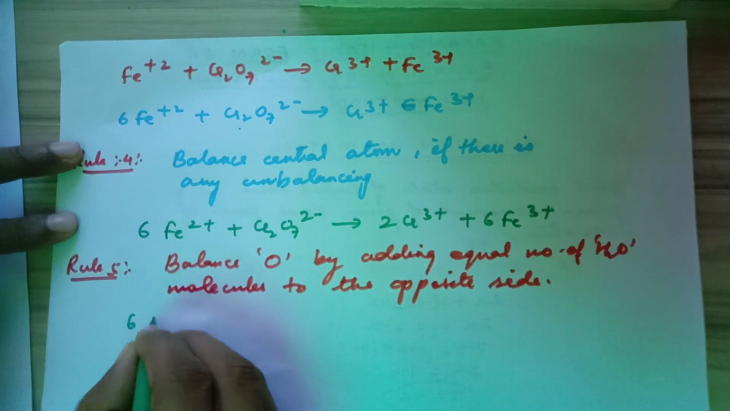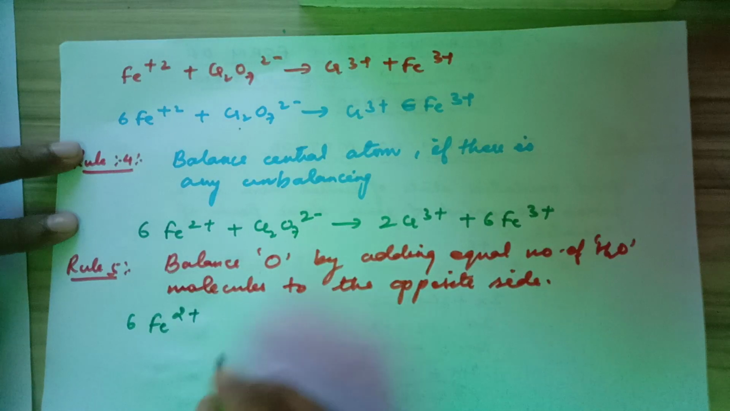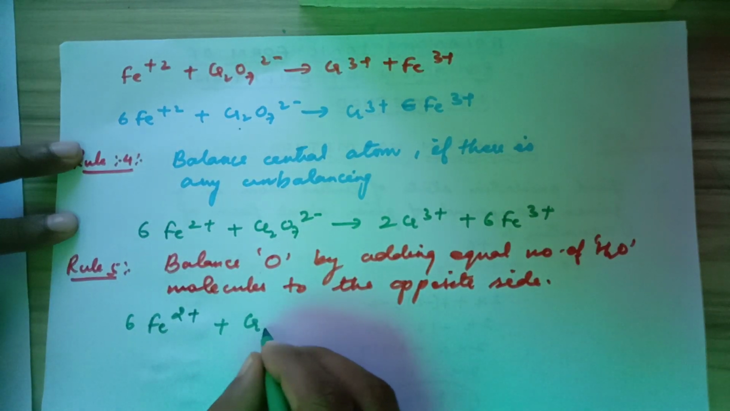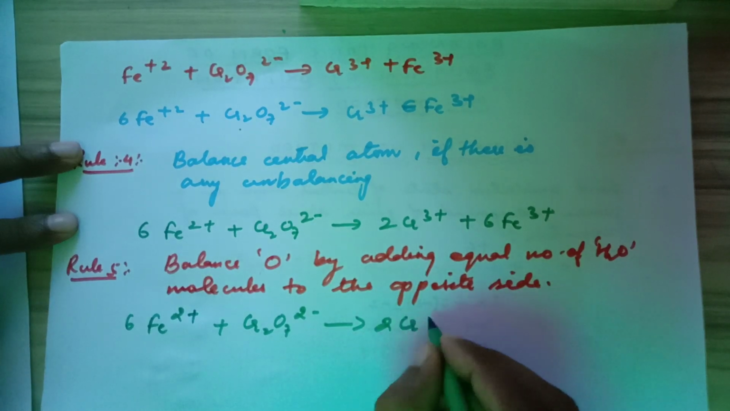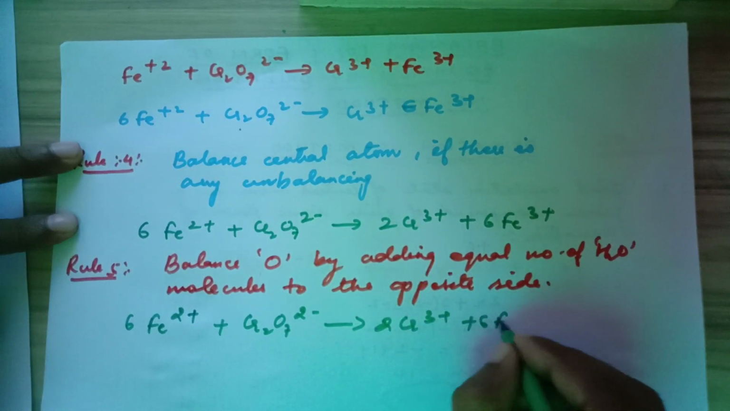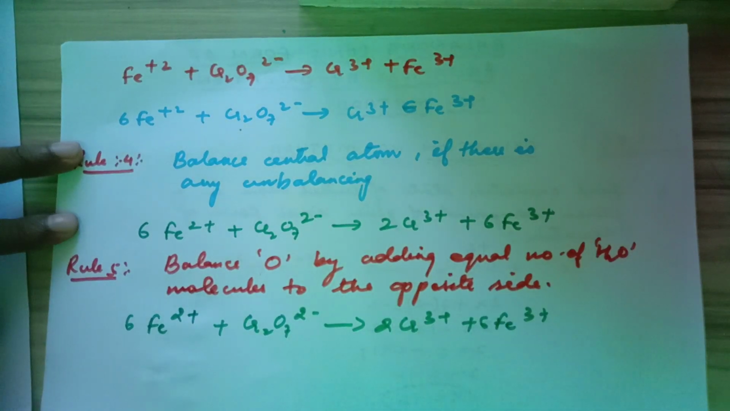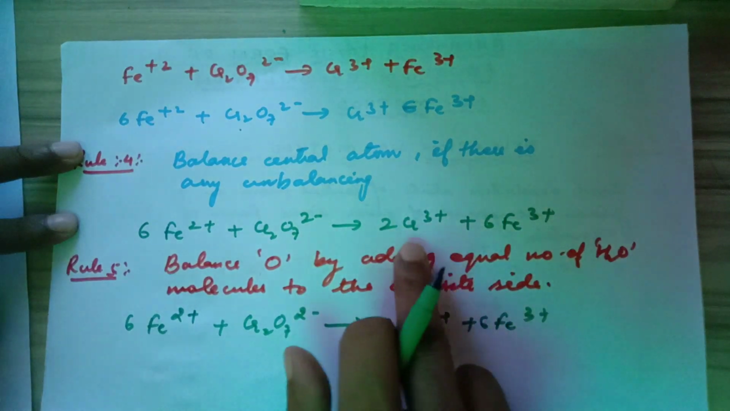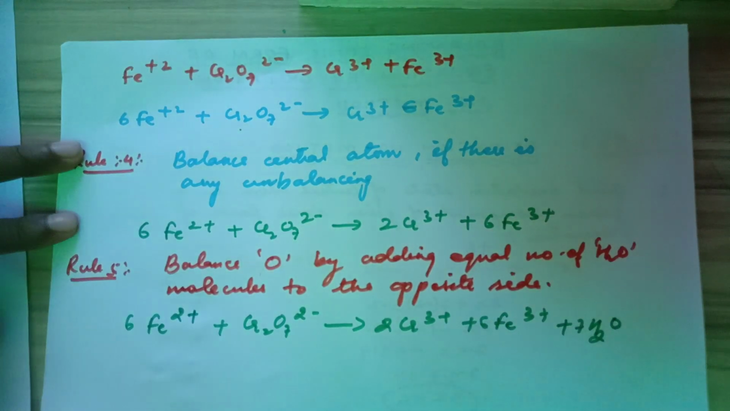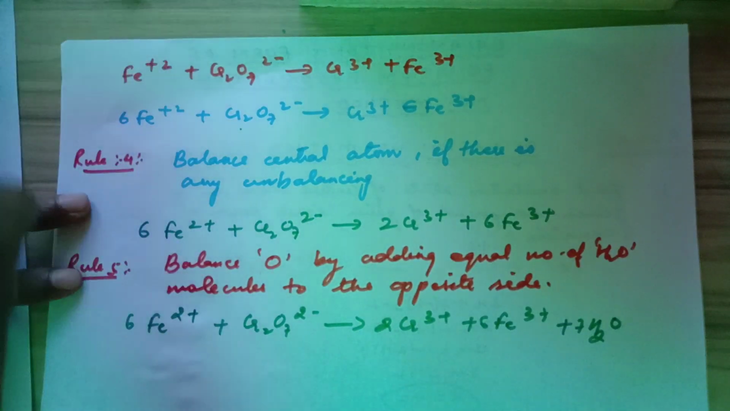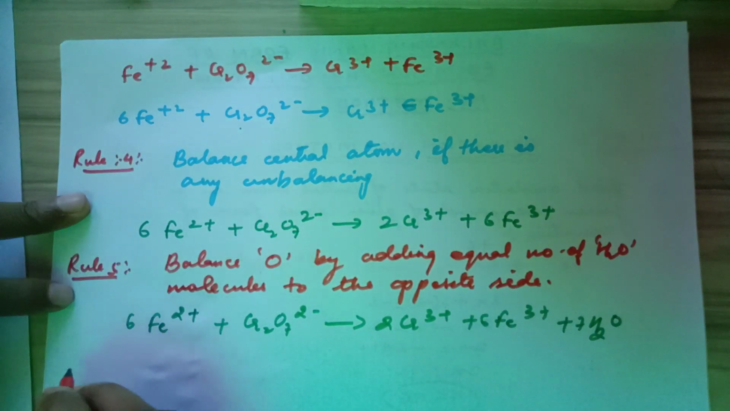So it will be 6Fe2+, Cr2O7 2-, it will be 2Cr3+, 6Fe3+. Now there are 7 water molecules, and here there is no oxygen, so 7 water molecules are added to it. Now there are 14 hydrogen on the right hand side, so it has to be balanced. So 14H+ has to be added on the left hand side.